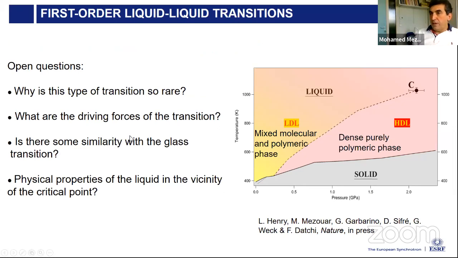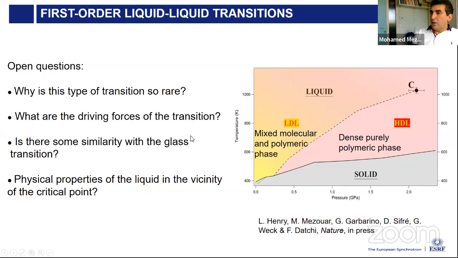Okay, but still there are some open questions. The question we can address is, why is this type of transition so rare? So far there are only two systems, phosphorus and sulfur, that exhibit this kind of transformation in the stability field of their liquid. There are other systems that show this kind of transformation, but in the supercooled regime. So only two cases in the stability field of their liquid.